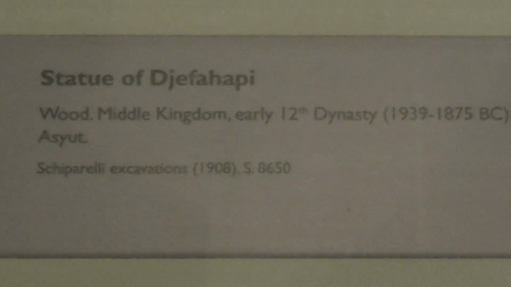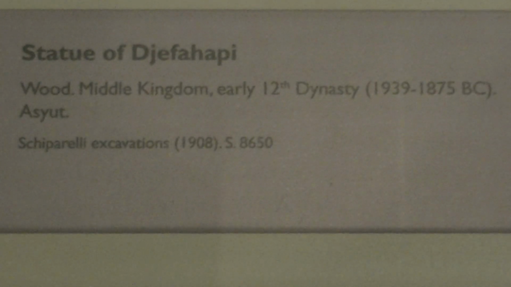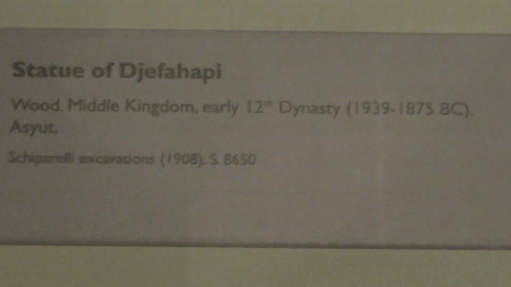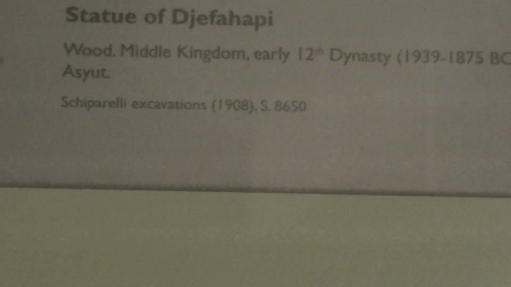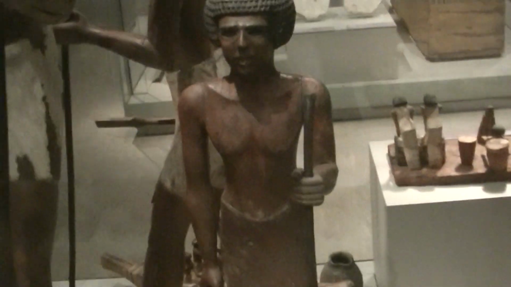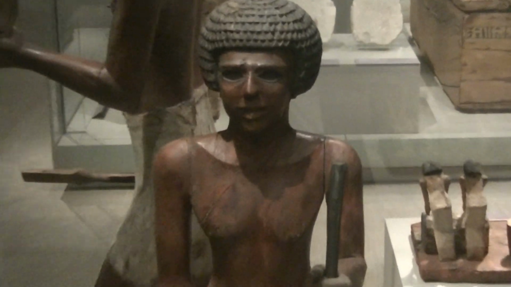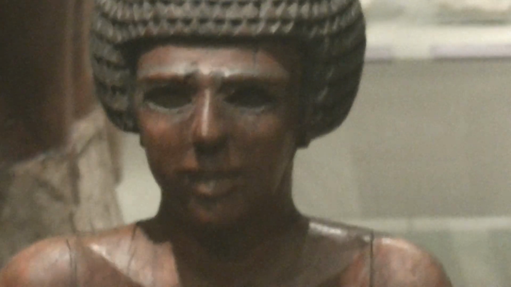Statue of Djefahapi. Middle Kingdom or 12th dynasty, between 1900 and 1800 BC, from Asiut. Next to this very large statue, we have a statue of this individual called Minhotep.